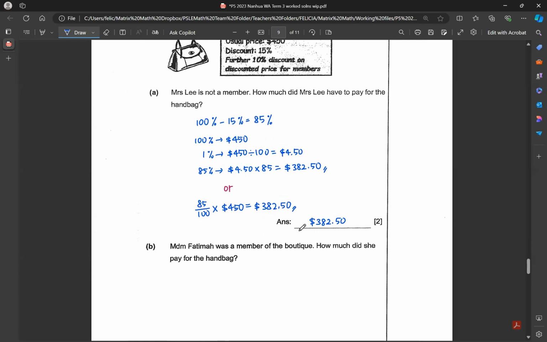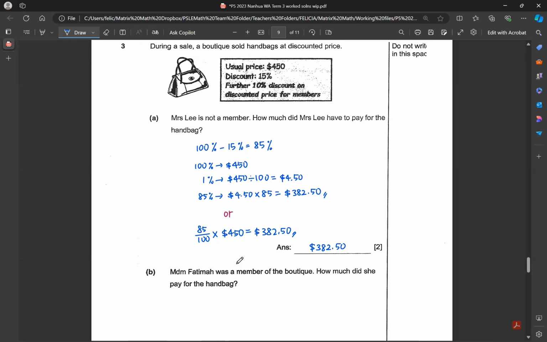Now let's go to B. Madam Fatima was a member of the boutique. How much did she pay for the handbag? This time we are calculating for members. Remember previously, if you're not a member, you pay $382.50. You don't have to pay the usual price for anyone walking into the shop. Even if you're not a member, you at least get a 15% discount. After the 15% discount, you are paying this price.